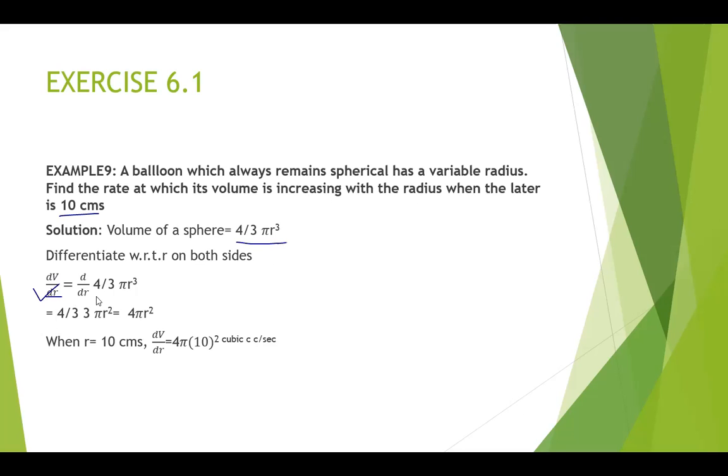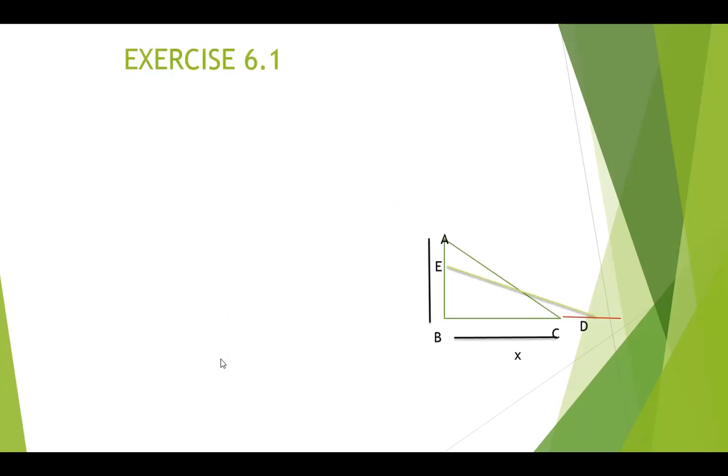Differentiate this with respect to r here, because they have asked how volume is increasing with respect to radius. So differentiate with respect to r on both sides. The r cube derivative will be just 3r square. I will not multiply it by dr upon dt because I am differentiating with respect to r. This is very important. Now, when the radius of that balloon was 10 centimeters, this r is replaced by 10 centimeters. So I get 4 pi into 10 square, that is 400 pi cubic cc per second.